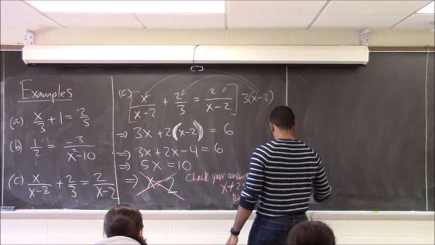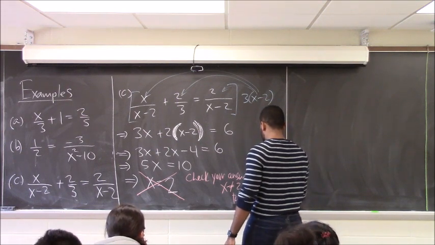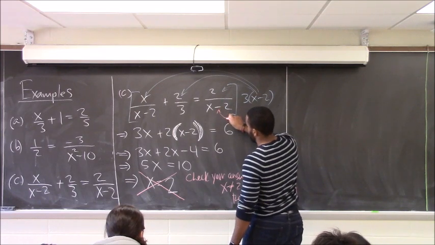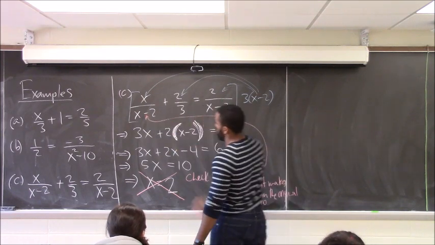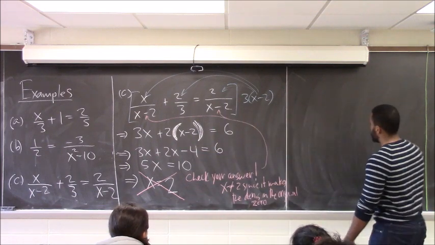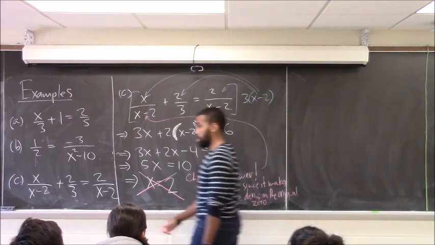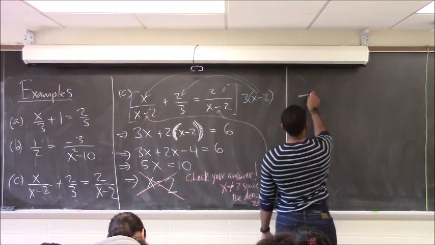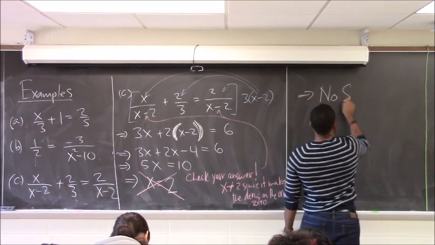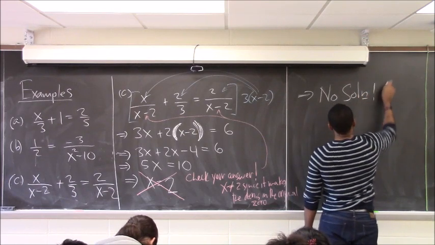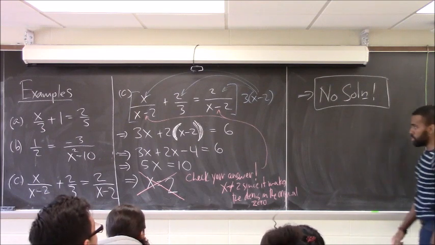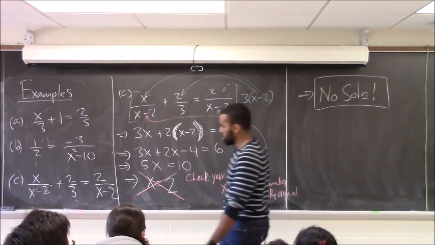See, x can't be 2 because I would divide by 0 in these 2 locations. So this one actually has no solution. This equation cannot be solved, because the only possible solution would be x equals 2, but I can't actually plug in x equals 2.